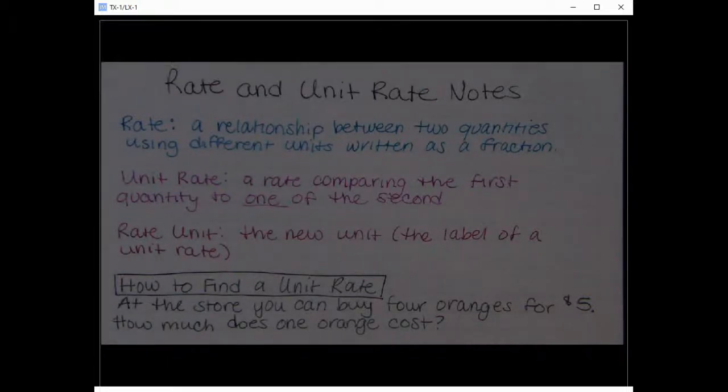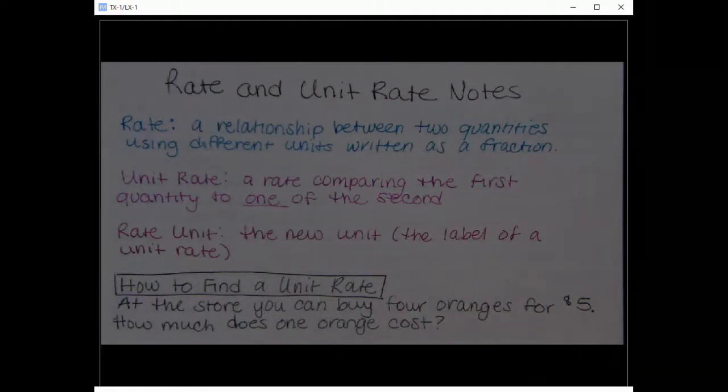Hey everyone, today we're going to be talking about rate and unit rate. Rate is a relationship between two quantities using different units, and it's written as a fraction. So it looks very similar to a ratio, except with rates you have labels at the end of them, and you just write it as a fraction.